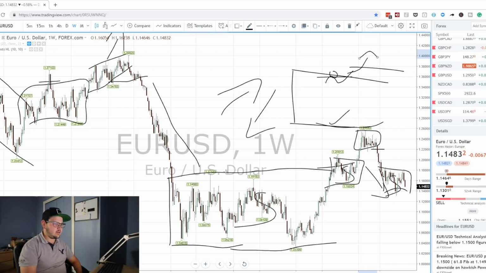So let's just go with now. Okay, we know we have to buy at the support and sell at the resistance, depending on what we are in.